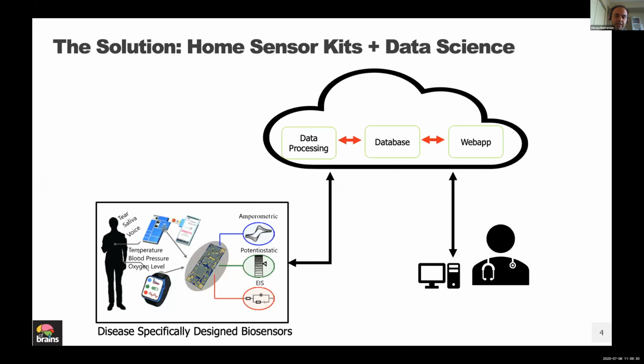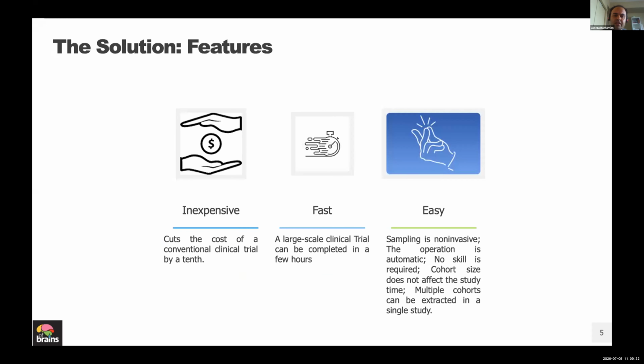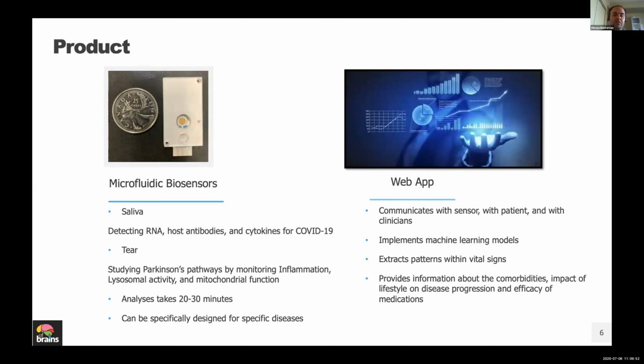And so, next slide, please. This solution is very inexpensive, fast and easy. But for the solution to be real, we need the sensor and the working app to be available. Next slide, please. The sensor and the web app now are working.